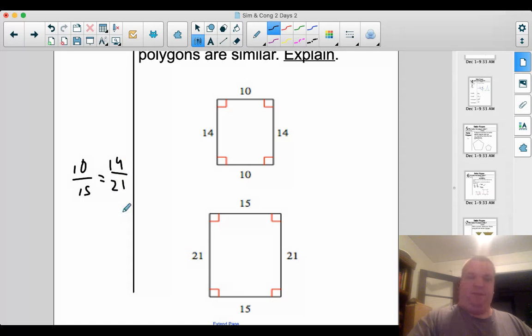Okay. All right, so this time I'm going to reduce. 10 and 15, I know they're both divisible by 5. So those reduce to 2/3. 14 and 21, I know are both multiples of 7. So if I divide by 7, I also get 2/3. Okay. So that is a true proportion, which means yes, these figures are similar.